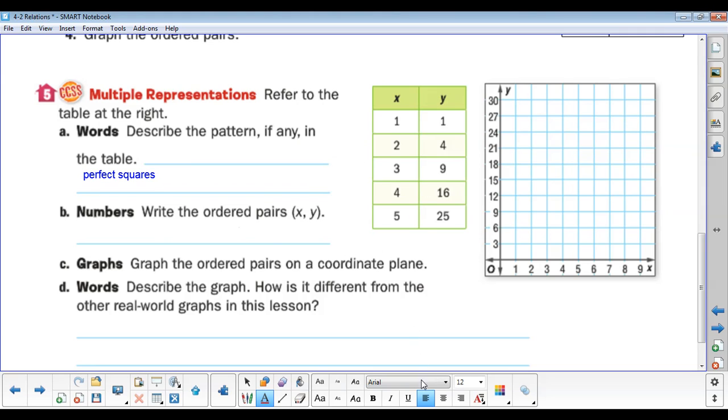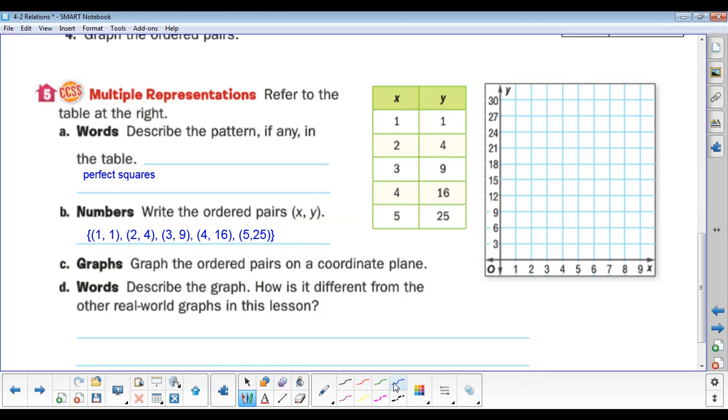They want us to write the ordered pairs. Well, that's easy enough to do. Let me make my font slightly bigger for you guys. We've got 1, 1, 2, 4, 3, 9, 4, 16, and 5, 25. And just for good measure, since this is a relation and this is a set, I'm going to go ahead and put them in braces just to be extra accurate. So let's go ahead and graph these ordered pairs on our coordinate plane.